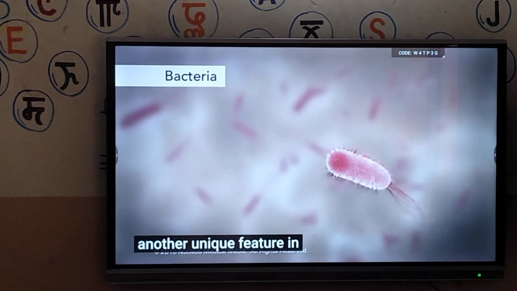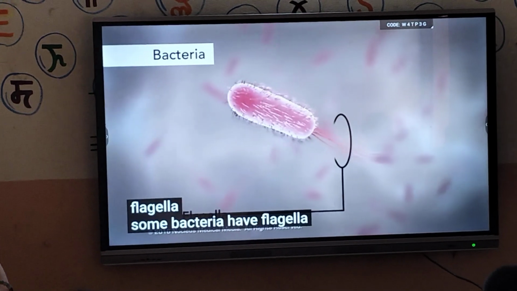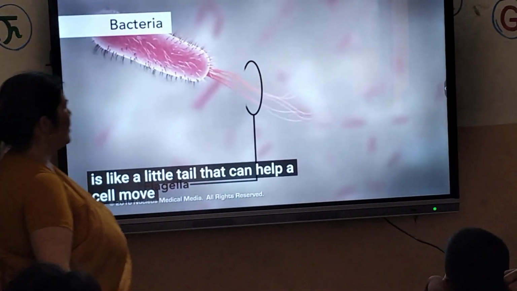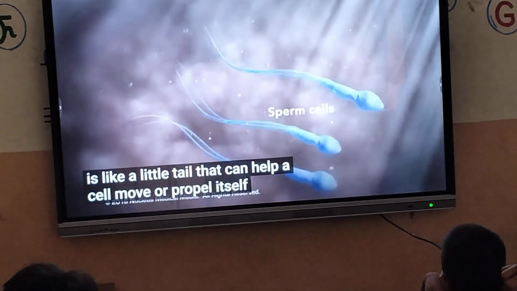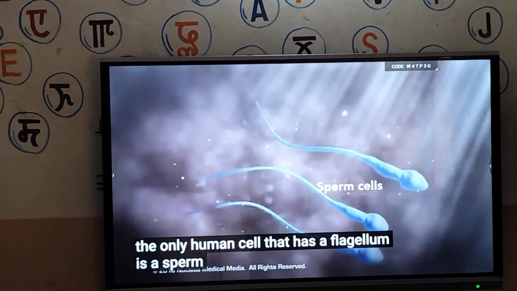Another unique feature in some cells is flagella. Some bacteria have flagella. A flagellum is like a little tube that can help a cell move or propel itself. The only human cell that has a flagellum is a sperm cell.